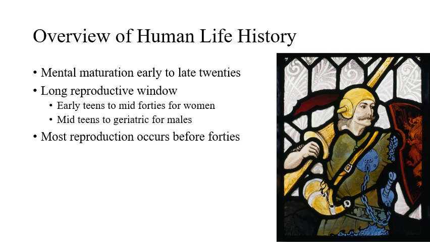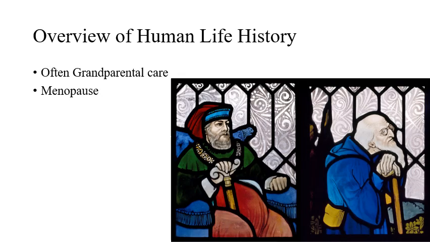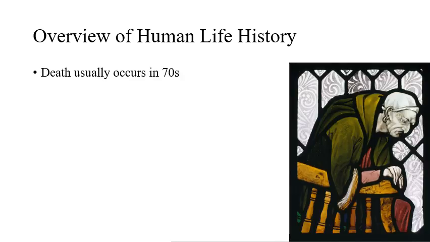But we're a long-lived species. Most species don't live 70 years. Grandparental care is one thing that is unique in human life history strategy, and we'll talk about that a little bit later. And menopause is also something that's very unique in human life history. And death. Death usually occurs in the 70s. Yeah, that's the end of it. So that's our quick overview of human life history.